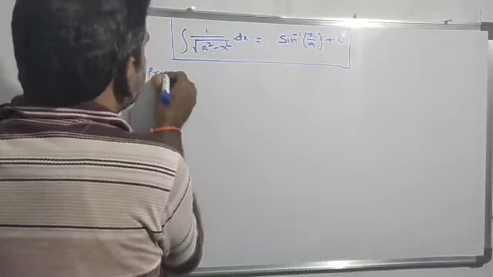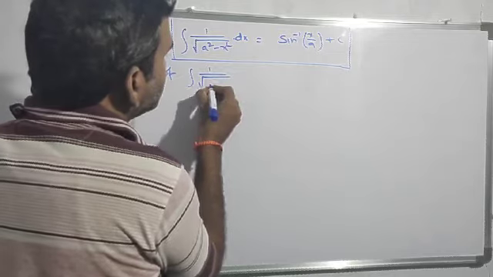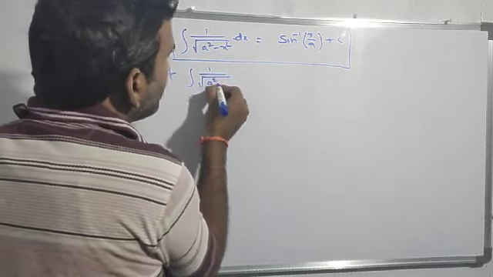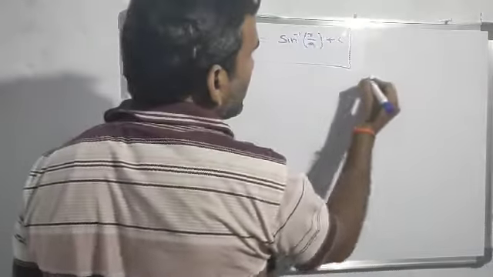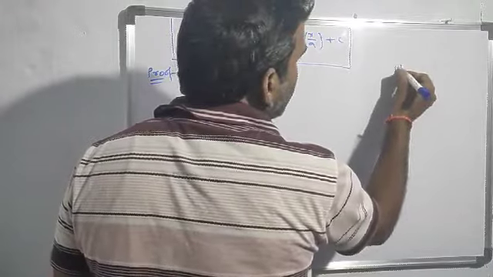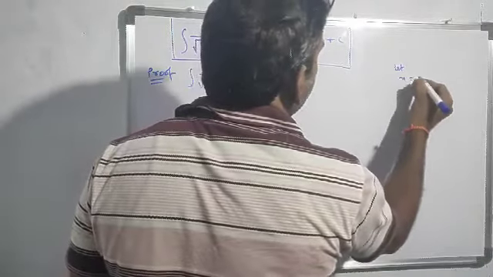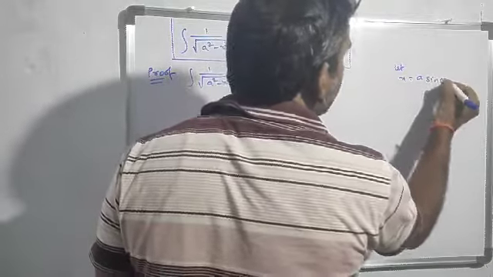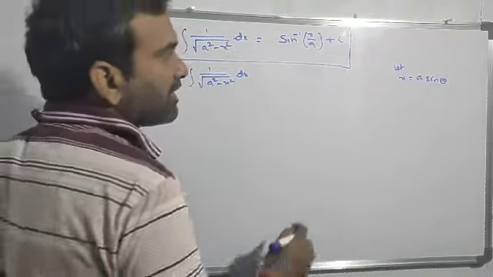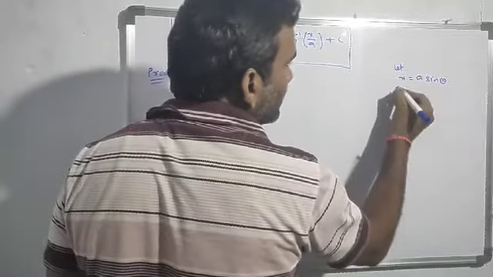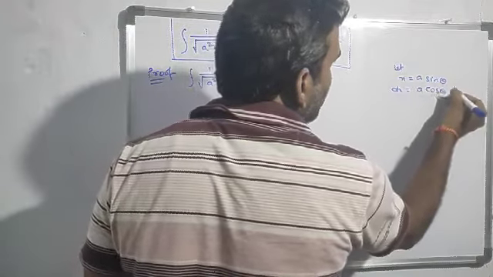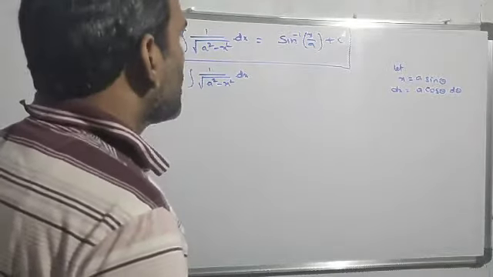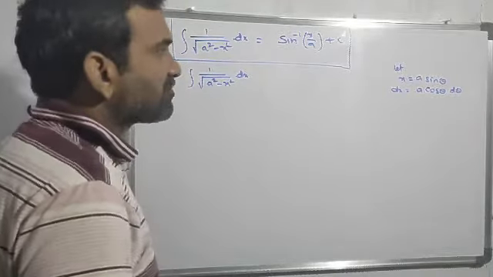Proof: integration of 1 by square root of a square minus x square into dx. By using the substitution method, here I am taking, let x equal to a sin theta. So dx equals a into the differentiation of sin theta, which is cos theta, into d theta. Just substitute these values in the given integral.